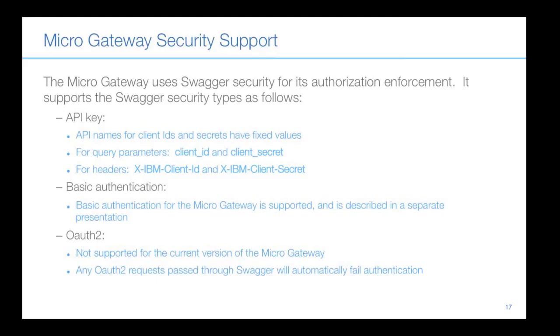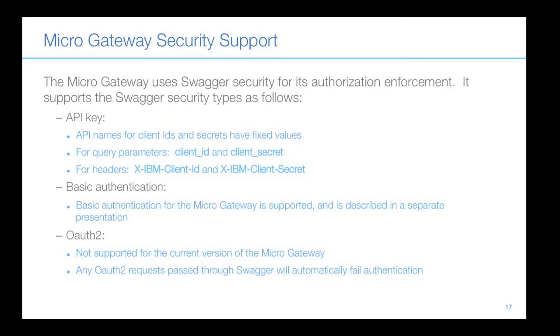Basic authentication, I'm not going to talk about that a whole lot because the next presentation is going to go into detail on that. And for OAuth, in the current implementation of the micro gateway, we do not support OAuth 2, so if any OAuth 2 requests come through, they're automatically denied. That will probably change in the future. And that's a difference between the micro gateway and the DataPower Edge Gateway.